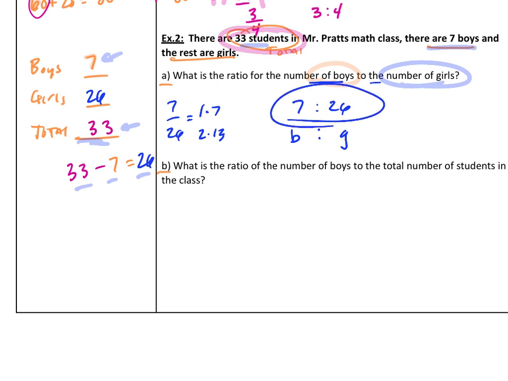7 to 26. Okay? Then we want to know the number of boys to the total number of students, right? So we're going to say boys to total. Well, our total was 33, and our number of boys was 7. So our ratio is 7 to 33. And again, 7 doesn't go into 33, so they're relatively prime. All right, so they're relatively prime, so it can't reduce. So that's my ratio. Okay.